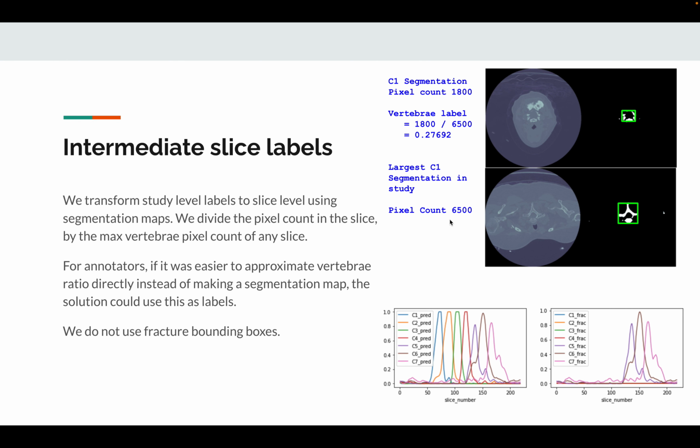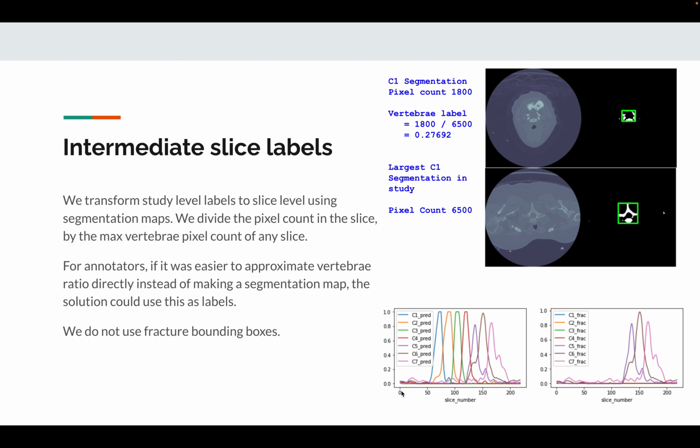So what we do is we have that for the segmentations. For the studies where we have segmentations, we train a model on those studies, and then predict on all the other studies, and get the vertebrae labels for those.